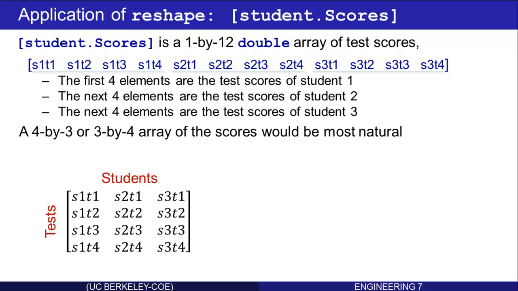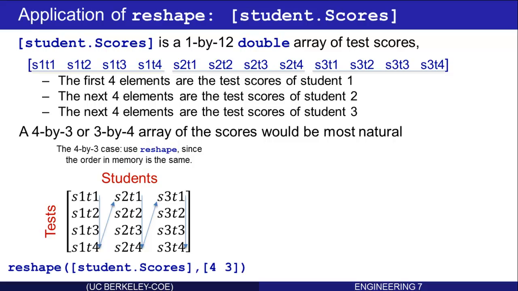Here's the 4 by 3 case, where the tests go down and the students go across the top. This is actually very easy to generate from the 1 by 12 array, since the order in memory of the data is identical. Notice that the first 4 elements in both arrays are student 1's test scores from 1 to 4. The next 4 elements in memory of both arrays are student 2's test scores from 1 to 4. And finally, the last 4 elements in memory are student 3's scores from 1 to 4. Therefore, reshaping the 1 by 12 array into a dimension 4 by 3 array exactly achieves this goal. It's important to notice that the square brackets are there so that student.Scores, when expanded, is horizontally concatenated to the 1 by 12 array. And then the reshape takes care of changing the shape.